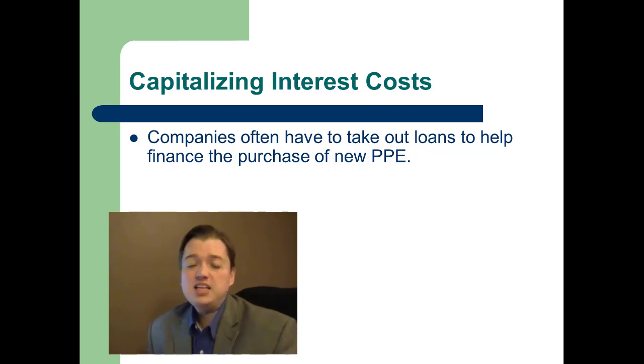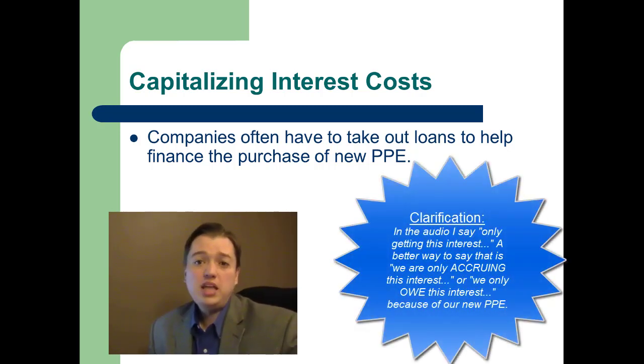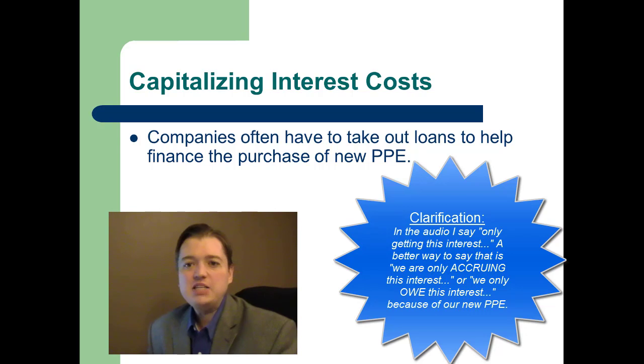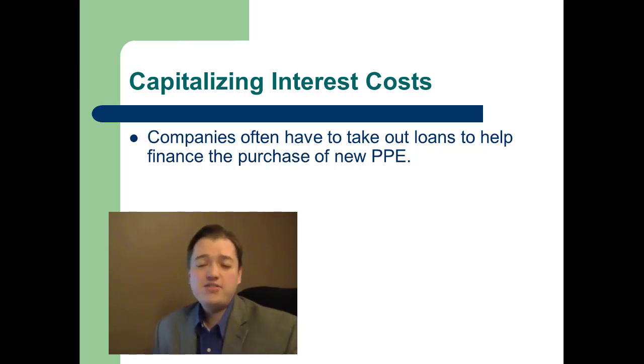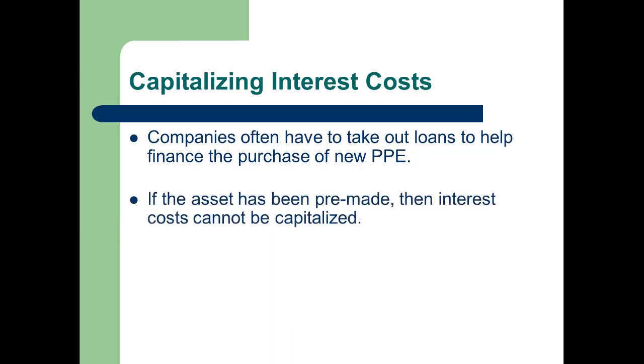And companies went to FASB and they said, hey, because we're only getting this interest because we built this asset, can't we capitalize that interest? And FASB said, no, well, maybe, well, sometimes, was their final answer. And so they put down some requirements that we have to know in order to decide what interest we can capitalize. And the first one is, is it a self-made asset? If it's not, you can't capitalize anything.